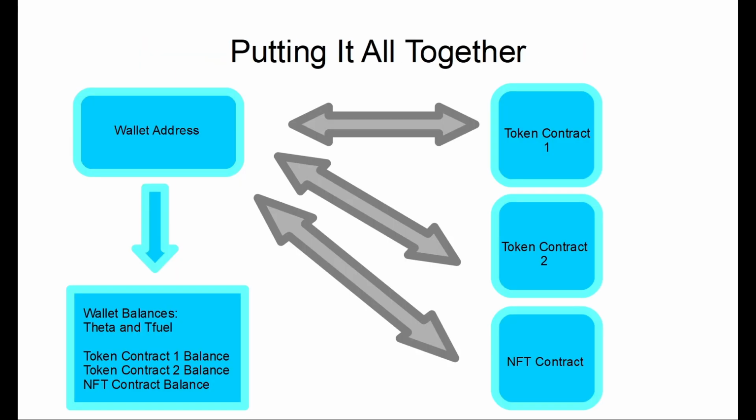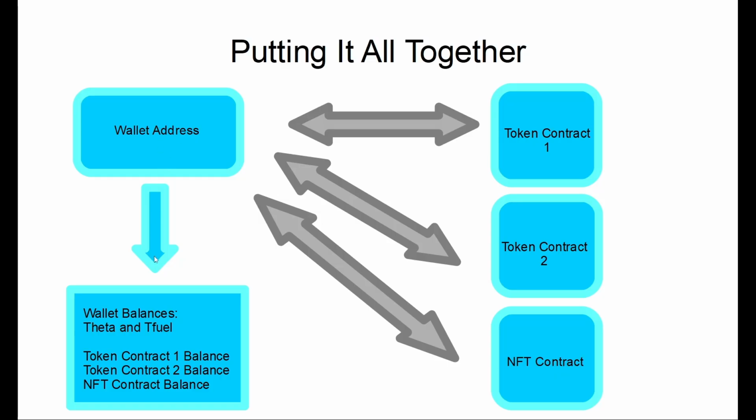Now let's take a look at how it works on the blockchain. So when you go to your MetaMask wallet or over to ThetaScan or Theta's Explorer, and you enter your wallet address, it has to make a call to the blockchain to token contract 1. Token contract 1 will return you have 100 tokens. And then it's going to make a call to token contract 2. Token contract 2 will return that you have 10,000 tokens. And then it's going to make a call to the NFT contract. And the NFT contract will return you own NFTs 3 and 5.